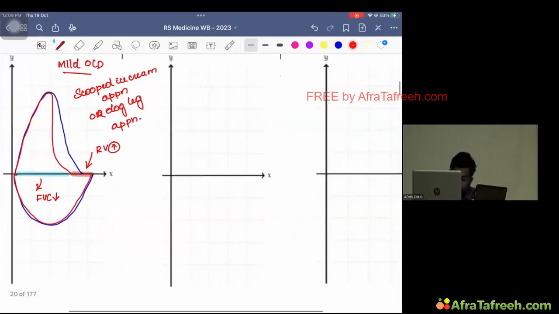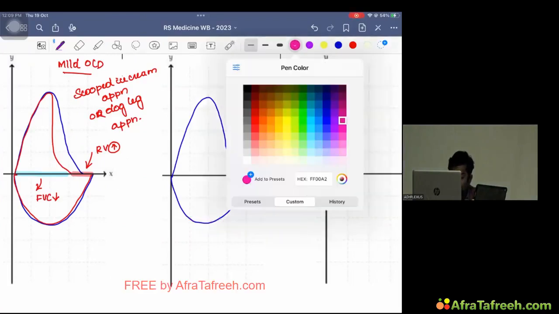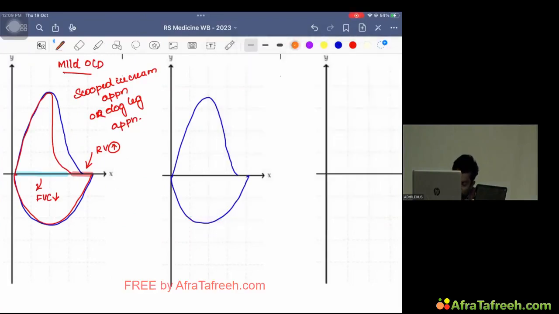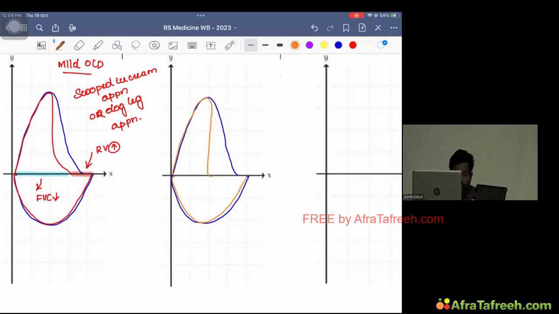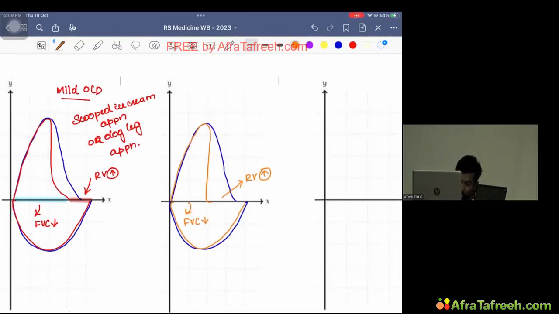Now this person, you told him to stop smoking, but he never listened to you. He keeps on smoking. After 5 years, he is coming back to you. His inspiration, no problem. Expiration, there is a problem, and it has become like this. What happened to the residual volume? Increased. What happened to the FVC? Decreased. Now in this patient, he developed severe obstructive lung disease.